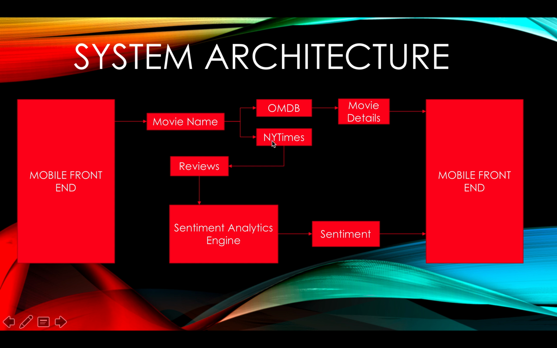Technically, what it does is the mobile front end takes the movie name and sends it to two different APIs, OMDB and NY Times. From the OMDB API it will get the movie details and show them on the front end. So this is one part.